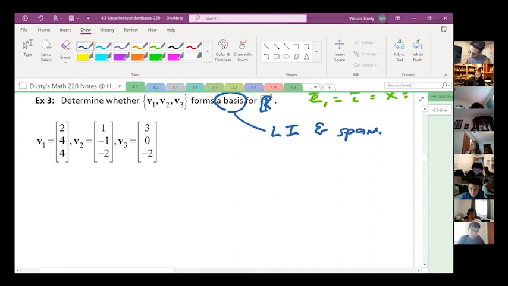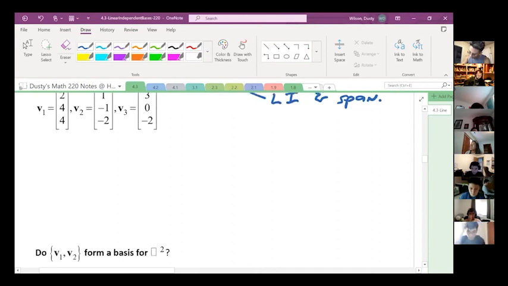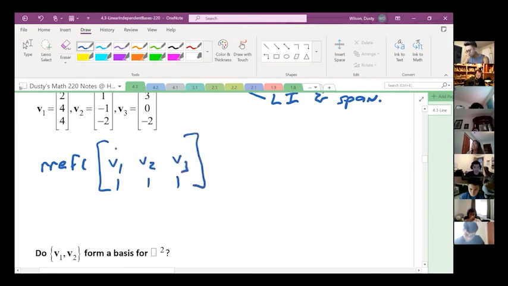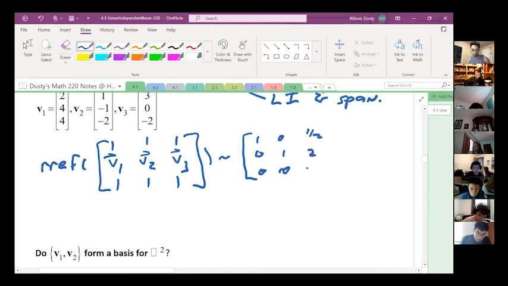Yeah, from Abed, we could ref it. So we can take these three vectors and turn them into a matrix. We're going to ref the matrix that's made up of V1, V2, and V3. And if they're linearly independent, we'll get a pivot in every column. So we ref it, and when we do it, we end up with 1, 0, 1/2, 0, 1, 2, 0, 0, 0.